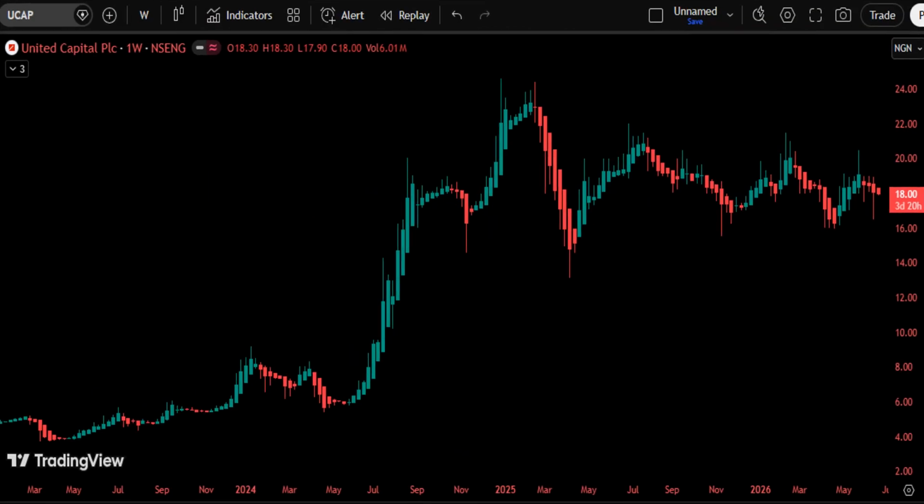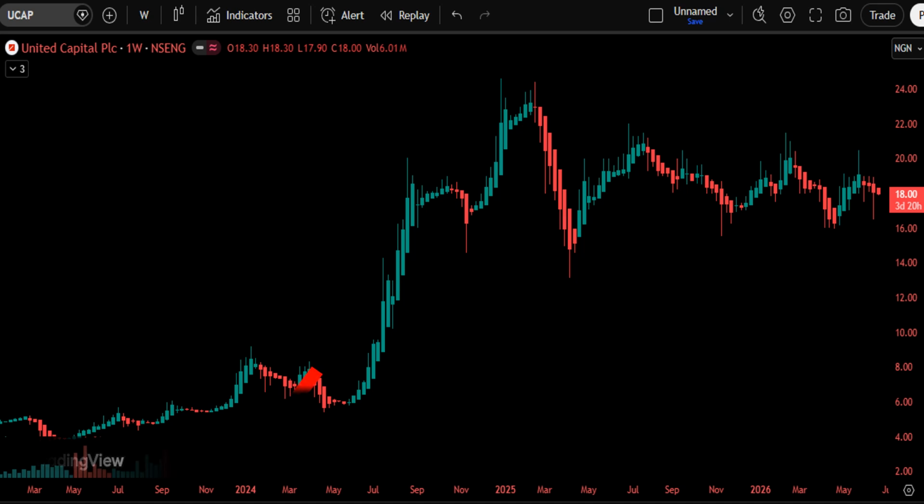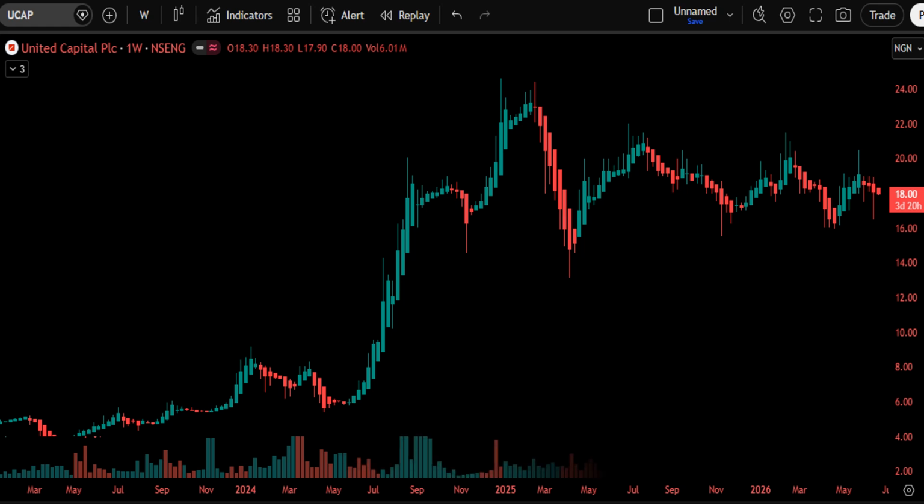Now, the screener is only step 1. You must always verify on the chart. Look at the volume bars below the chart. Ask yourself, are there consistent volume spikes? Is volume active every week? Are transactions occurring regularly? Or are there long periods of inactivity? Rising volume often confirms growing interest from market participants. It tells you there are active buyers and sellers, and it gives confidence that trades can be executed efficiently.